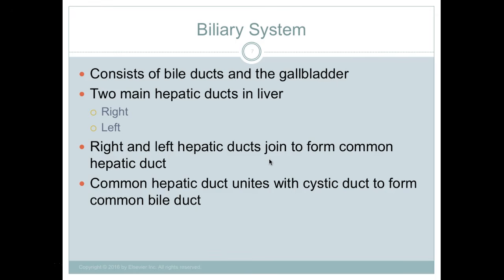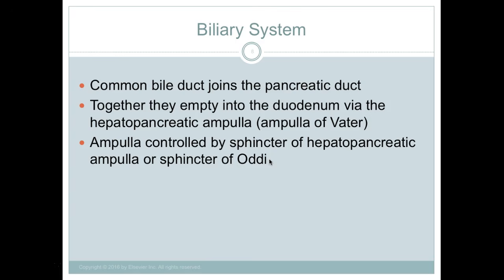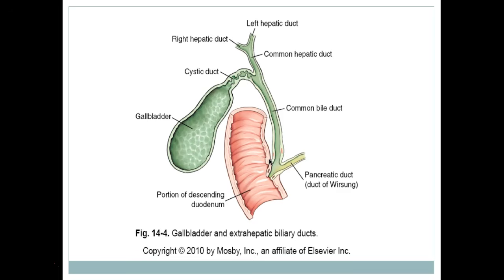So the biliary system consists of bile ducts and the gallbladder. So there's two hepatic ducts. There's a right and the left, and the right and left hepatic ducts join together to form the common hepatic duct. So the common hepatic duct unites with the cystic duct to form the common bile duct. So the common bile duct then joins the pancreatic duct, and together they empty into the duodenum through the ampulla of Vater. So the ampulla is controlled by a sphincter, and we call that the sphincter of Oddi, whatever you want to call it.